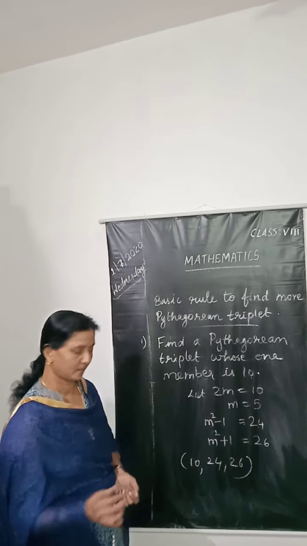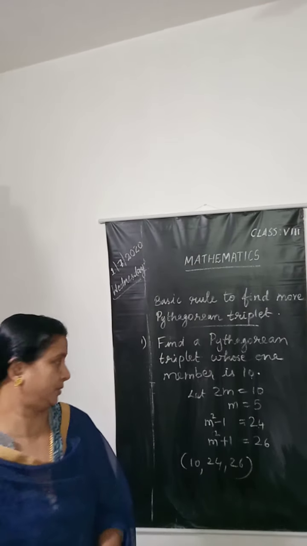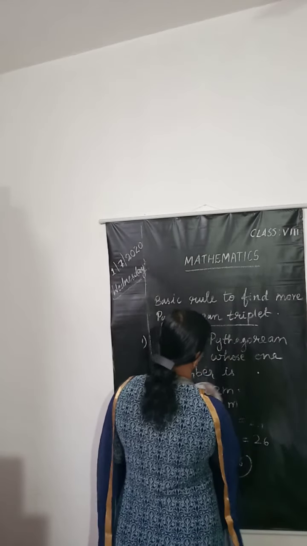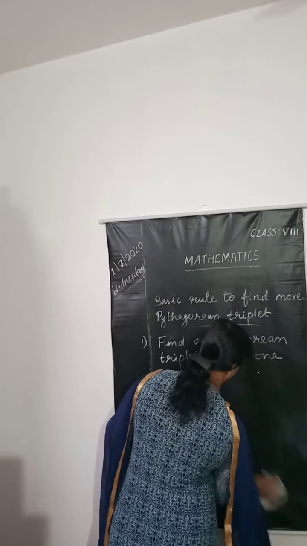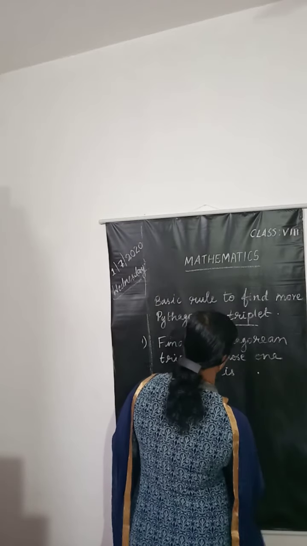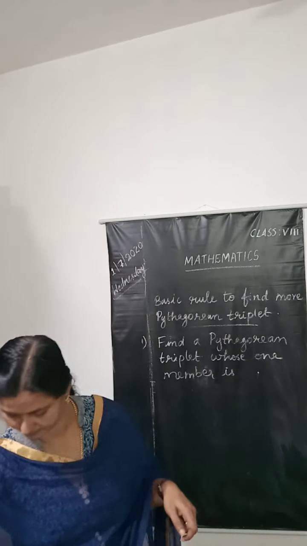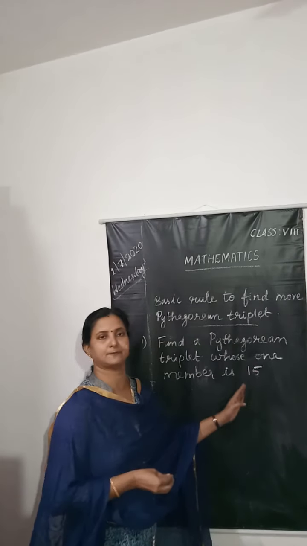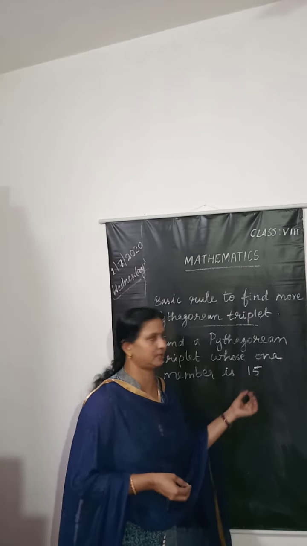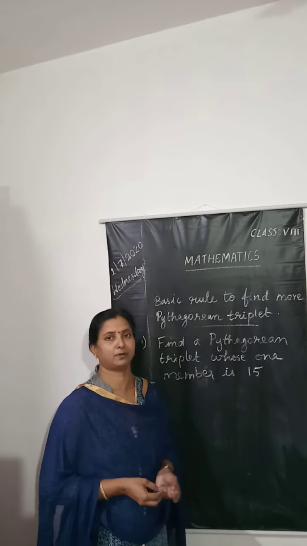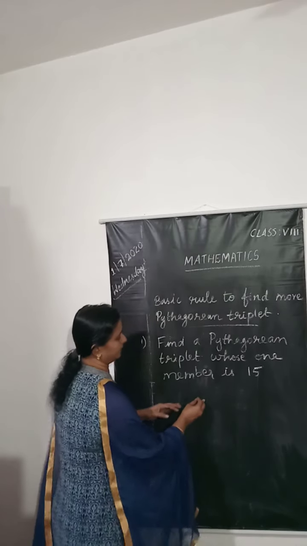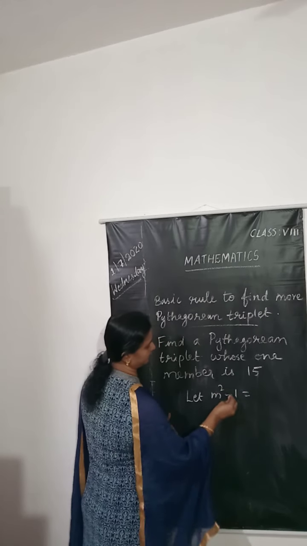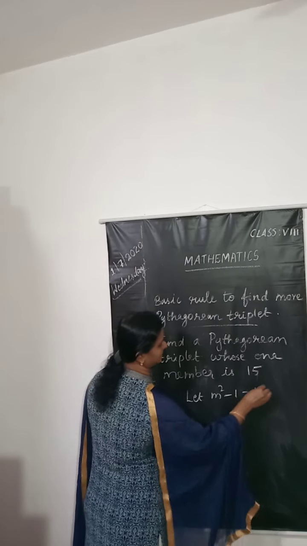Next, we can choose an example where the number is not an even number. Let the number be 15. If one of the members is given as 15 and 15 is not an even number, you cannot divide it by 2, you will not get a natural number. So what we do here, let m square minus 1 be equal to 15.